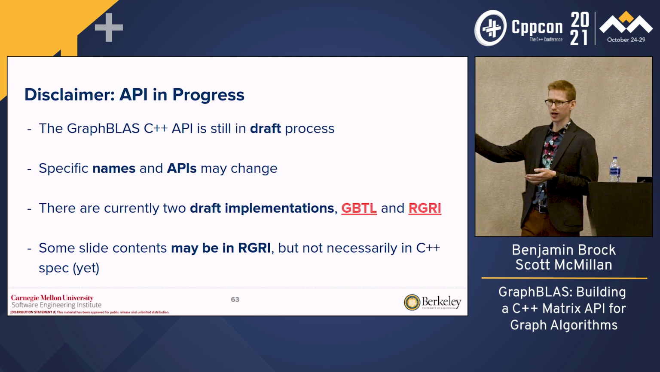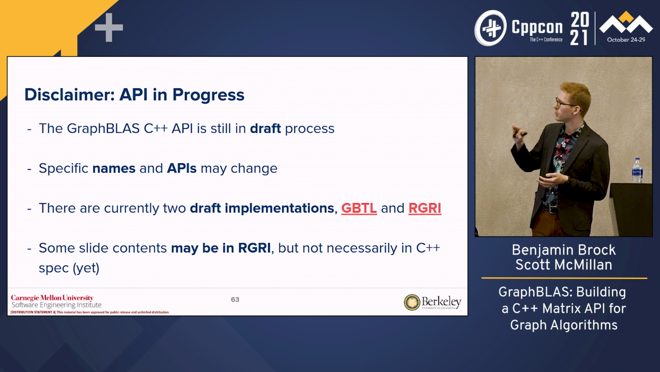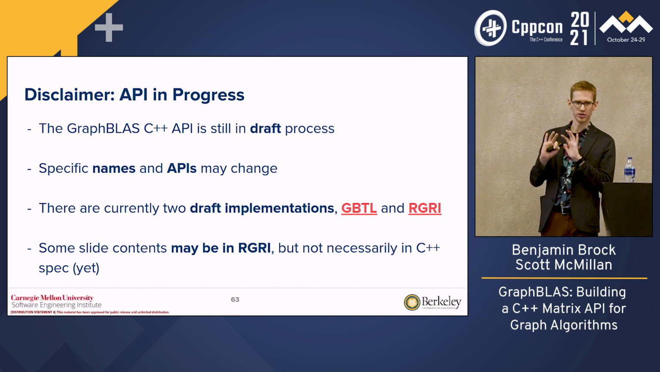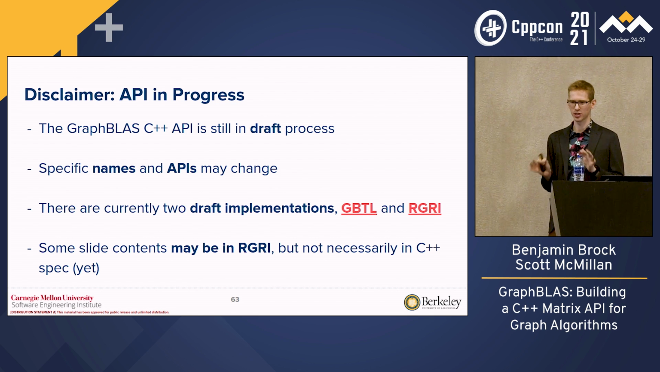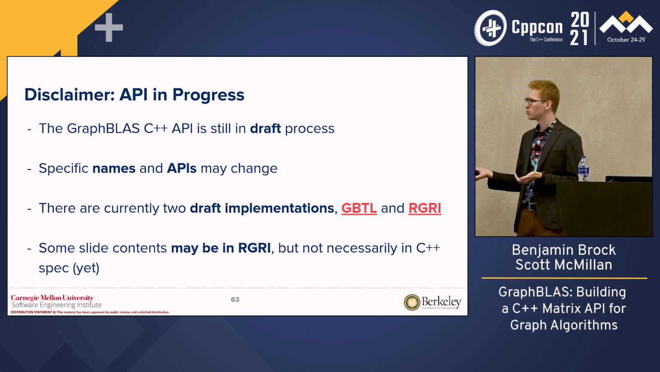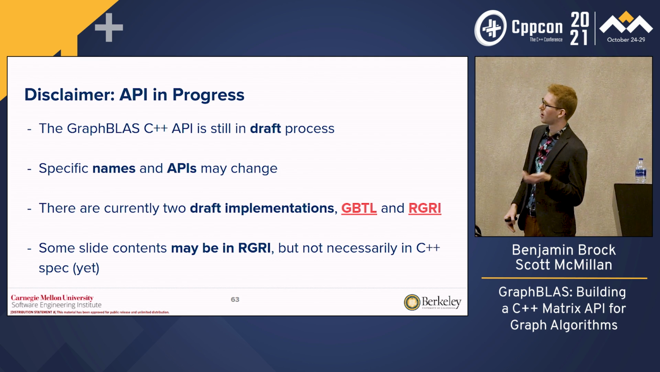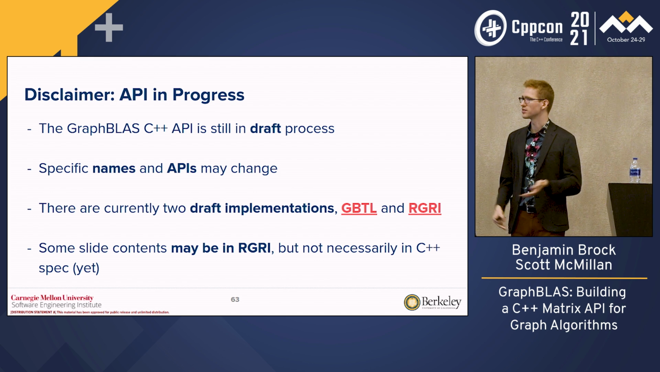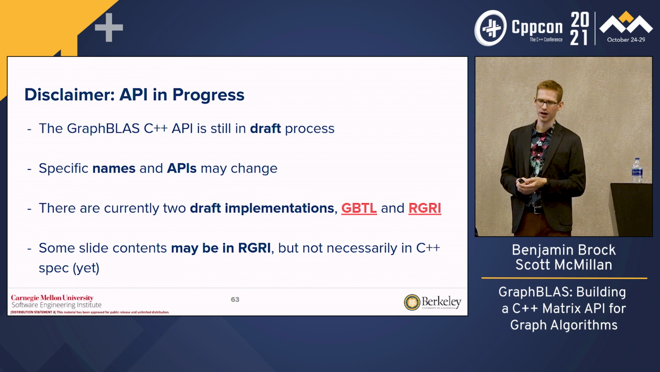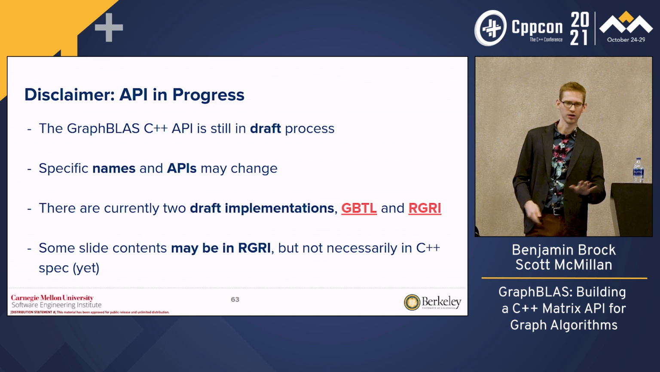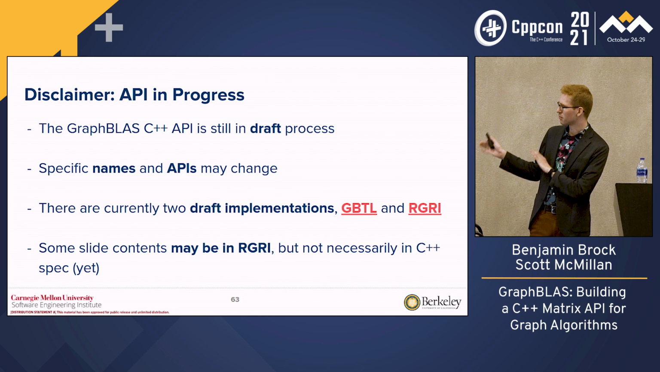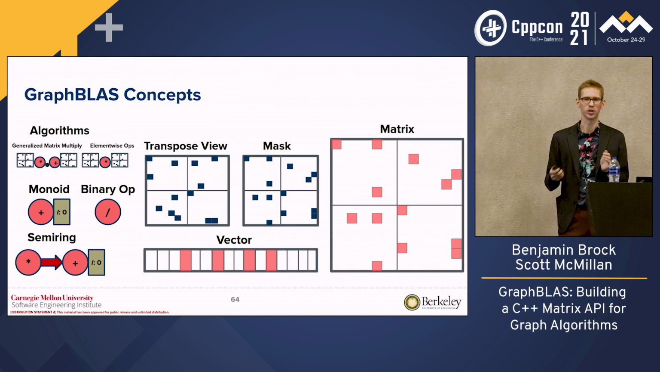Before I get into actually looking at concrete code, I want to make a quick disclaimer that we're still working on this and a lot of the details are being hashed out. There are currently two main draft implementations, Scott's, which is called GBTLs, and mine, which is called RGRI. Some of the things that I talk about may be implemented in my code, but not necessarily something we've totally agreed on yet.